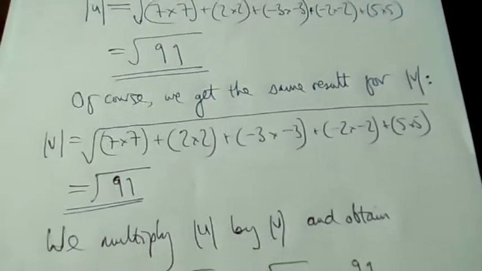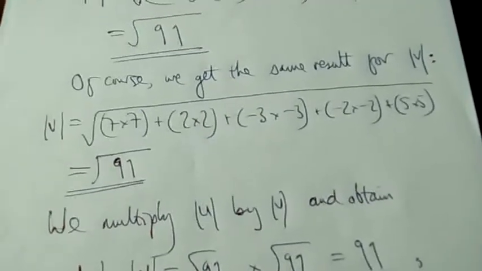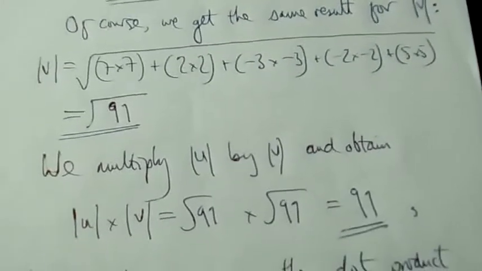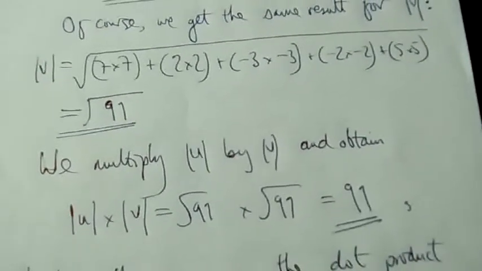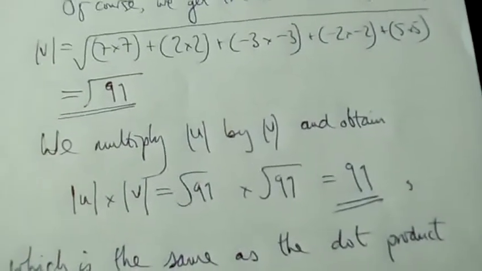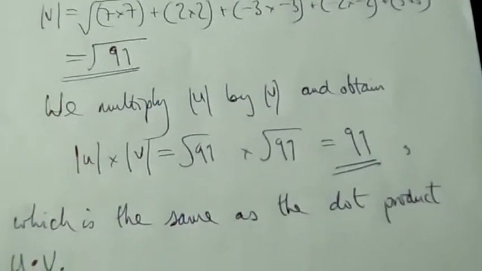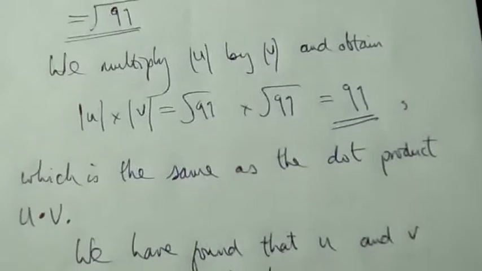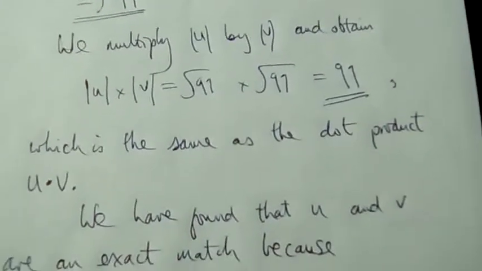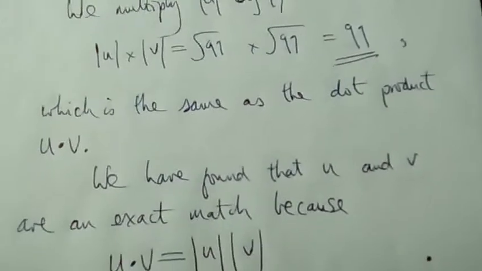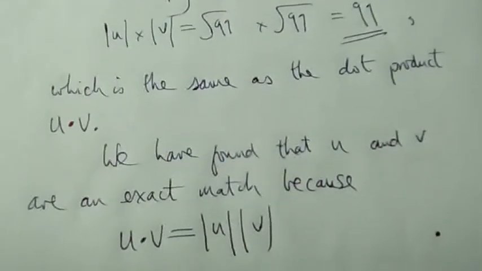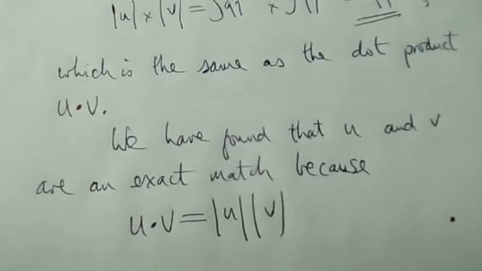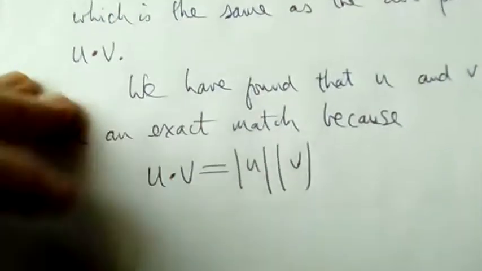And of course we get the same result for the length of v. Similarly, the square root of 91. And of course if we multiply the length of u by the length of v, we obtain the square root of 91 times the square root of 91, which comes to 91, which is the same as the dot product u dot v. We have found that u and v are an exact match because the dot product of u and v is equal to the length of u times the length of v.